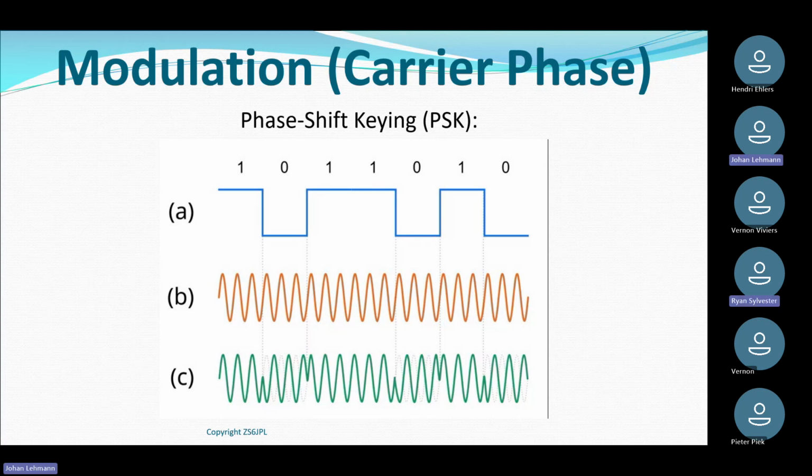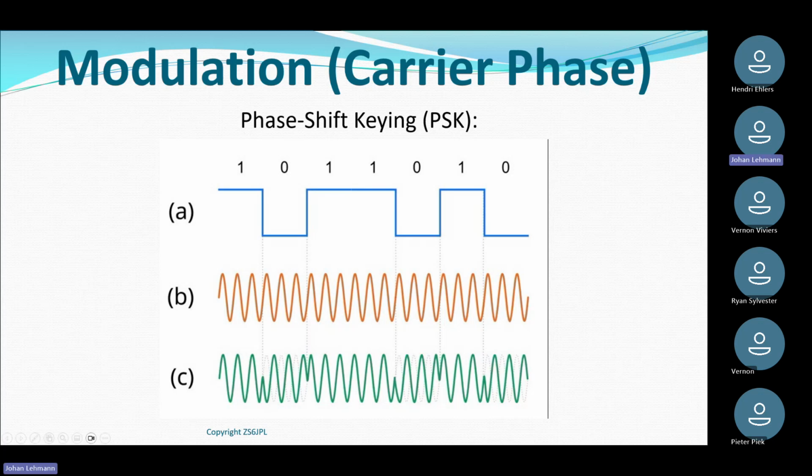But most of our amateur radio PSK usage for digital modes is around the two-phase or the 180 degrees phase shift when I change logic level. So I'm only going to show you the 180 degree one.